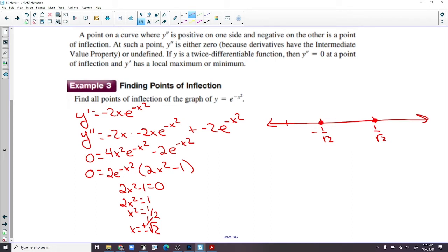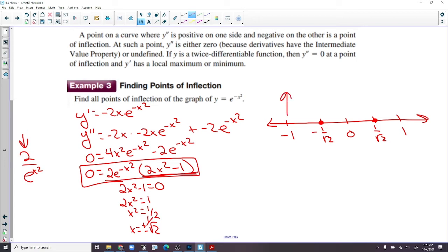So let's test negative 1. We can test 0 and 1. So if we plug negative 1 into the second derivative, e over 2 over e to the x squared is not going to, that'll be positive no matter what. So we want to plug this negative 1 into this, which is 2 minus 1, which is positive, concave up. If we plug 0 in here, we get negative. And if we plug 1 over square root of 2, we get a positive.